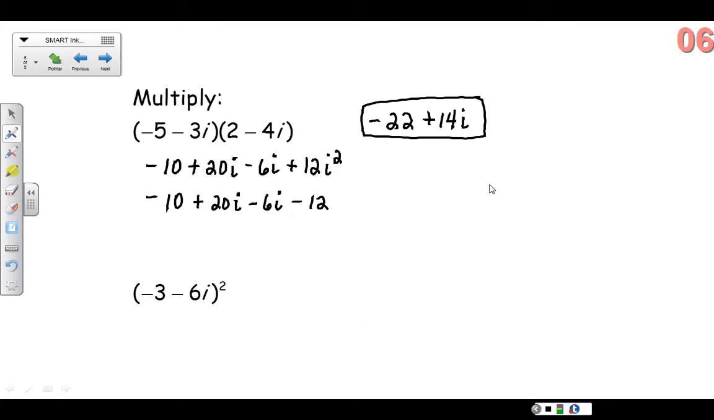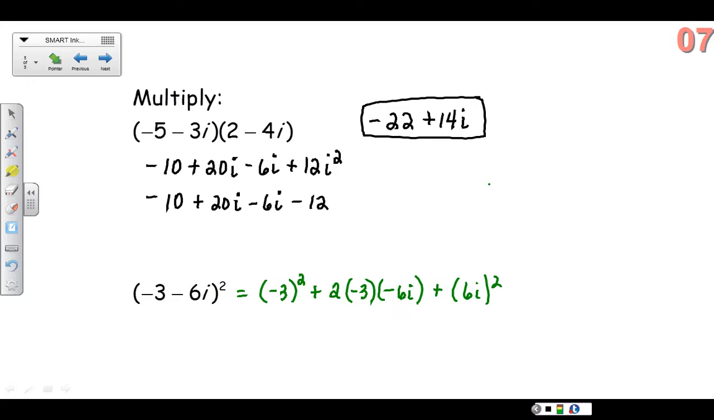Now my last example here is the same thing, but you could write down negative 3 minus 6i times negative 3 minus 6i and do the FOIL method. Or how many people remember how to square a binomial? In earlier algebra classes, we call this square, double, square. What that means is you square the first term, so I square negative 3. Then we're going to double, so we multiply by 2, the product of the two terms, negative 3 and negative 6i. And then you square the last term as well, so 6i squared. Square, double, square.